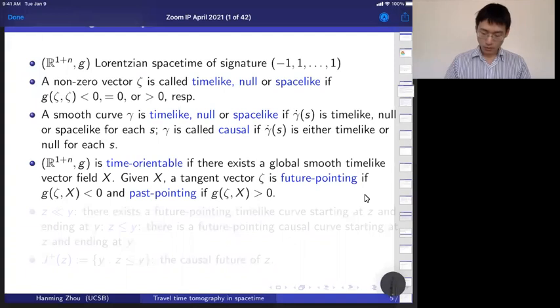Basically, the geometric picture is like this: at each point you have the light cone, and you have its future. For example, if the orientation is upward, then a vector is future pointing if it's going upward, and past pointing if it's going downward.